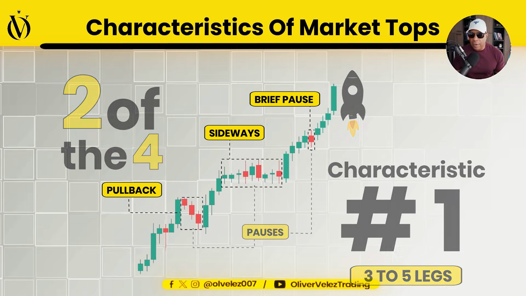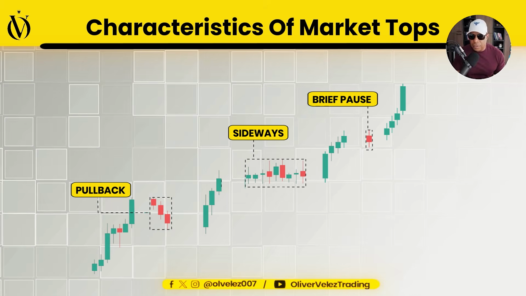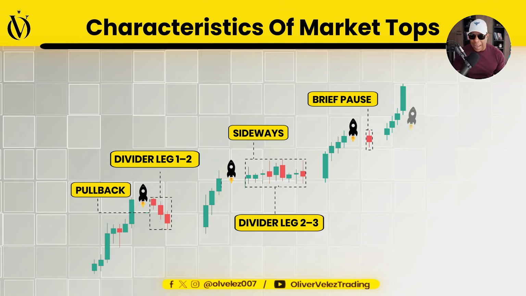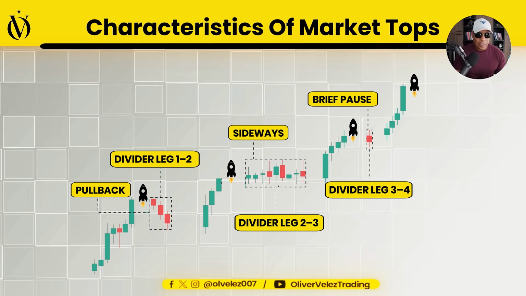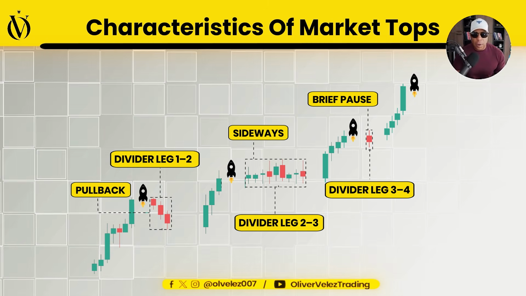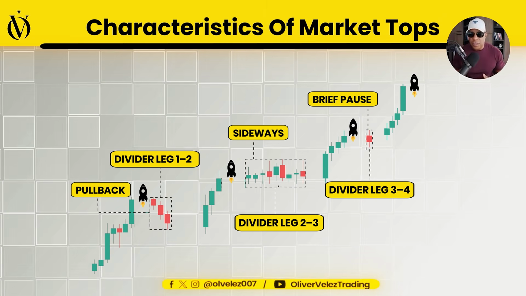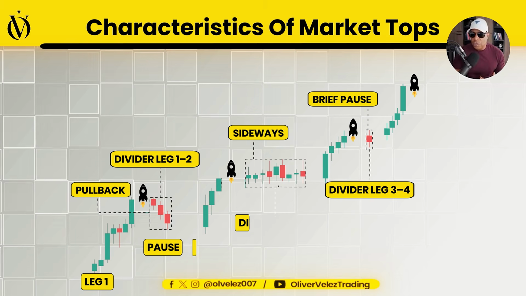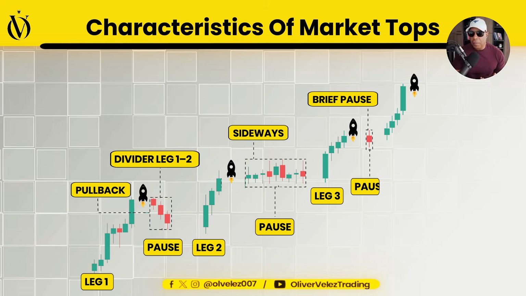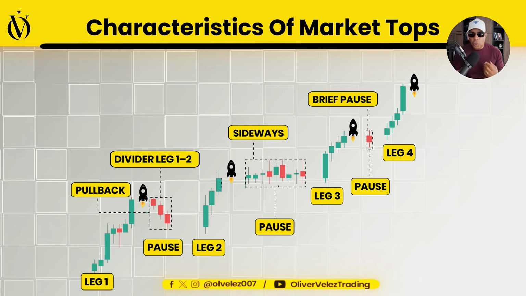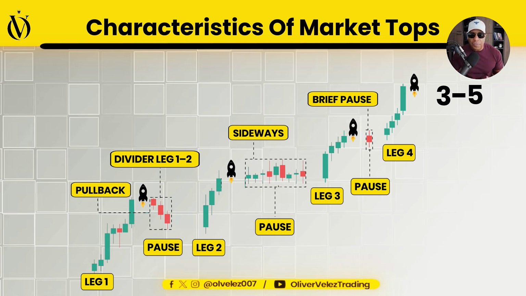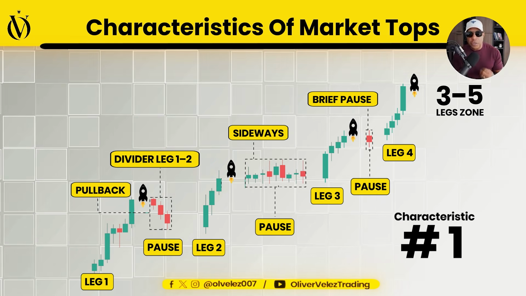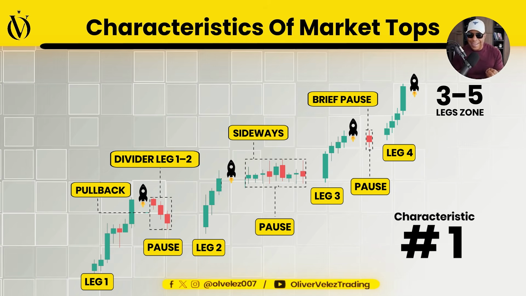There are separators. These are separators between legs. You see, this is a separator between legs. This pullback is a separator between legs. They're really pauses on the way to the upside. If you know how to read the pauses, then you automatically can see that there's leg 1, pause, leg 2, another pause, leg 3, another brief pause, and you're into leg 4. So you're already in the zone of 3 to 5, which is characteristic number 1. This means that you're in a mature up move. It's not fresh. It's not new.